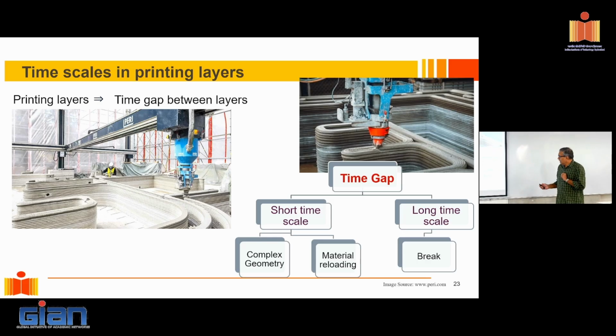Right. The other one is a long time scale, which is basically you take a break. So you say, fine, I printed for the day, I come back tomorrow, I print whatever has to be printed on top. So here what happens is you clearly form a cold joint. This is basically not unlike what you would see in regular concrete construction. When you take a break, you come back the next day, you have a cold joint. So you have to deal with both, and both of these have implications when it comes to continuity, right? Continuity of stress transfer between the layers.